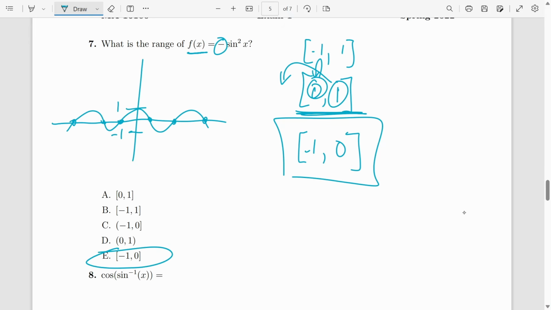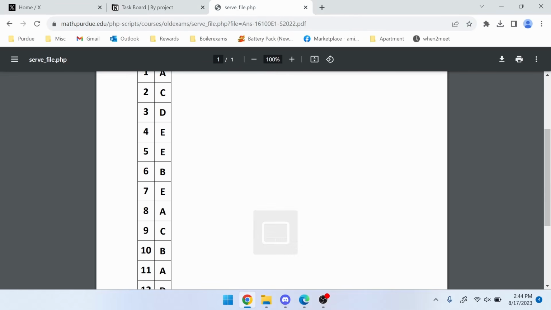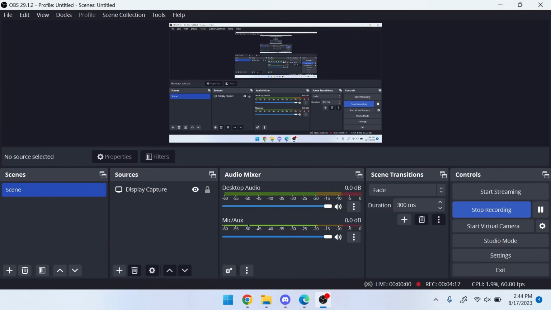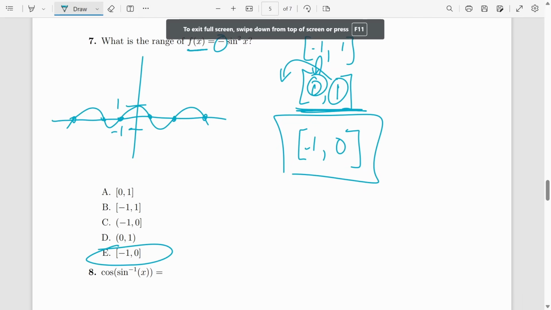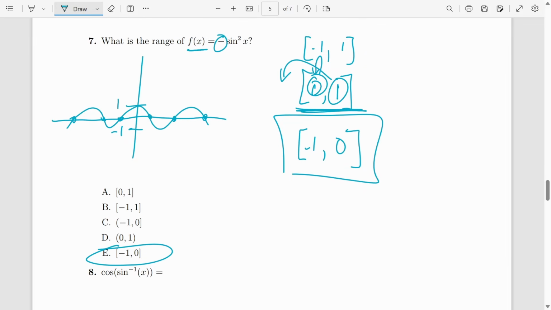Actually, I did not look up the answer before doing this problem, so let me see that it's the right one. It says E. Okay, sounds good. All right, so yeah, range problems. I think for simpler ones like this, again, we can just kind of graph it out and talk it out to ourselves and figure it out that way.